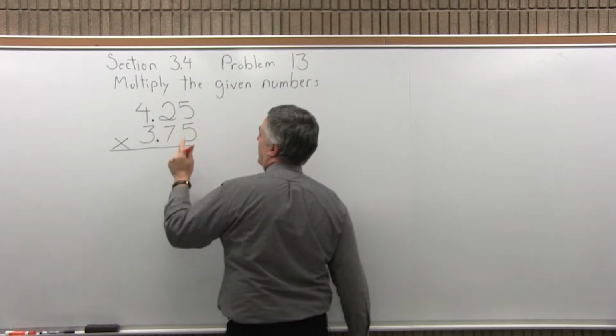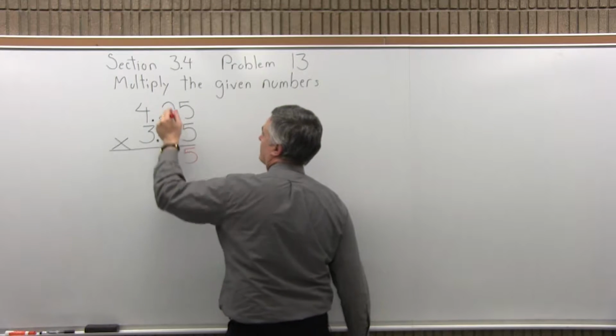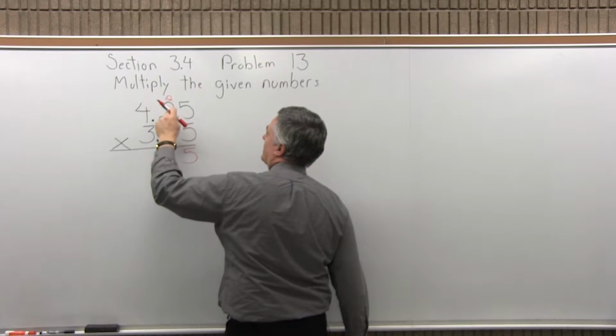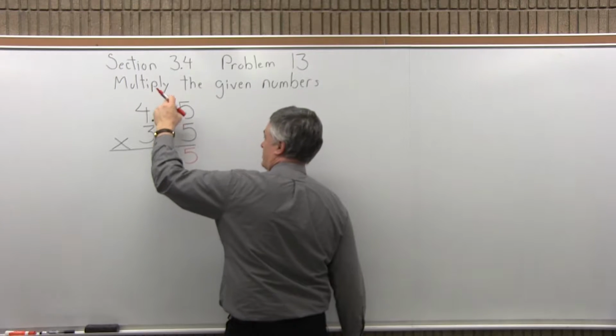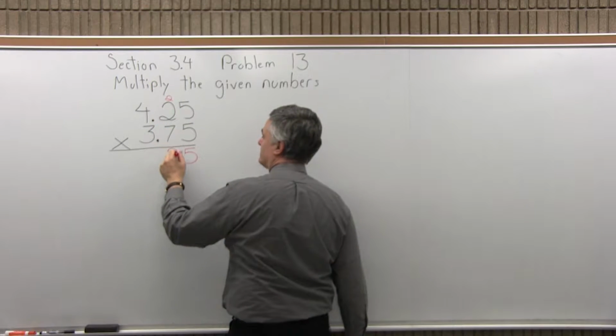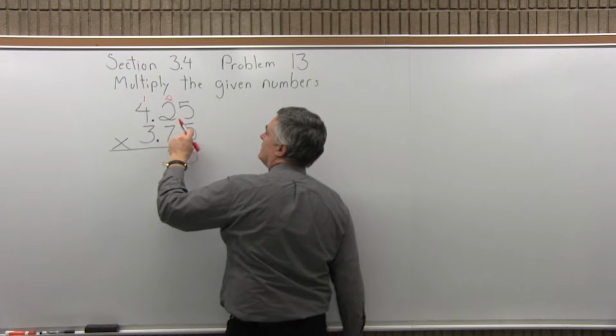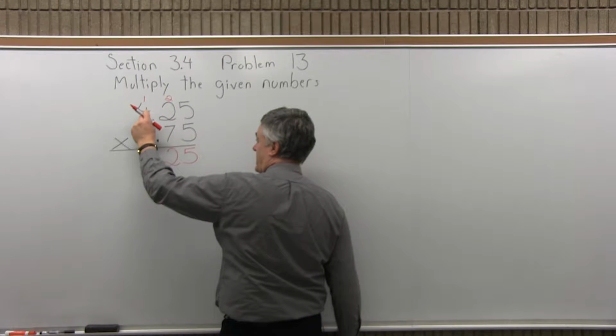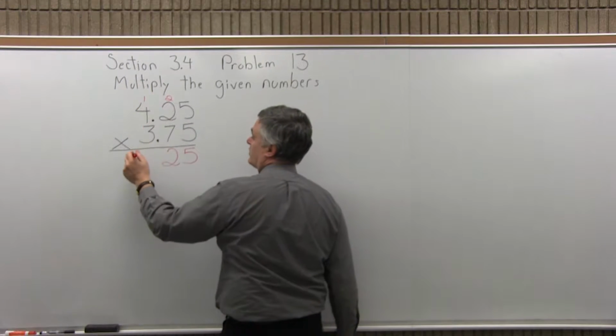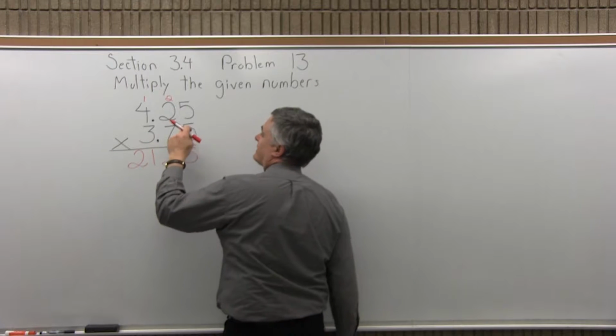So 5 times 5 is 25. Write the 5, carry the 2. 5 times 2 is 10. 10 plus the 2 more that you carried is 12. Write the 2, carry the 1. 5 times 4 is 20. 20 plus 1 more that you carried is 21. That takes care of the 5.